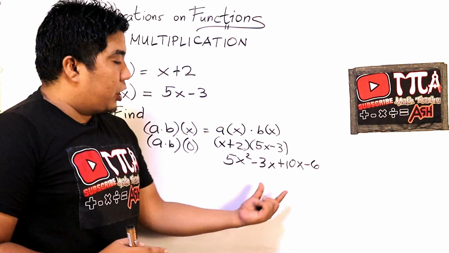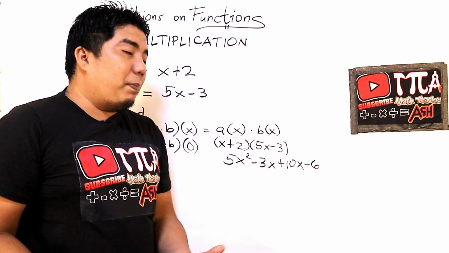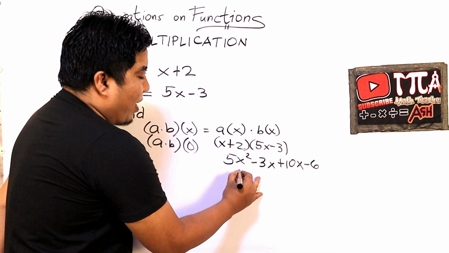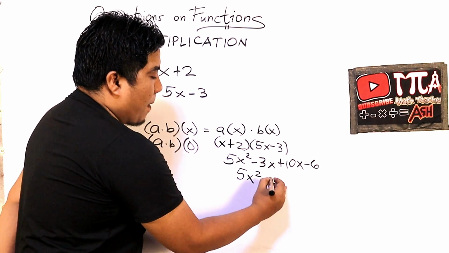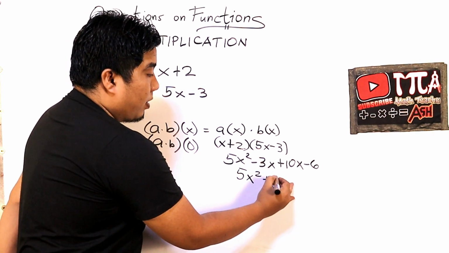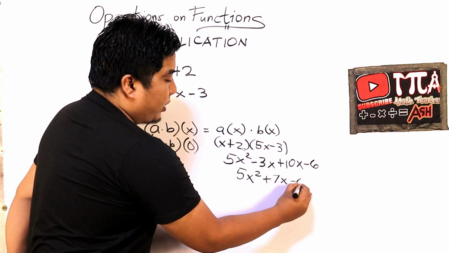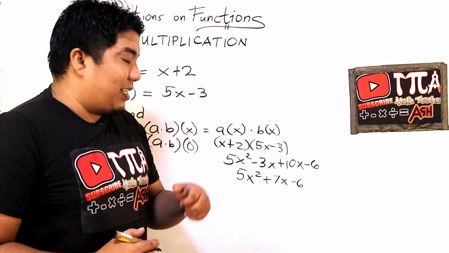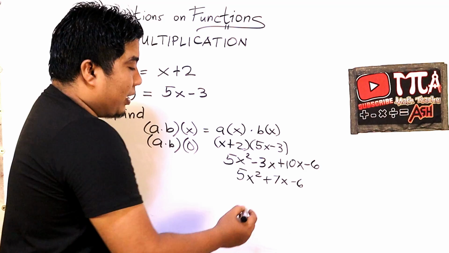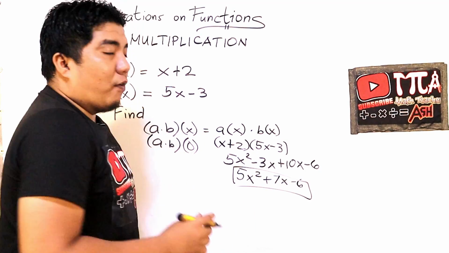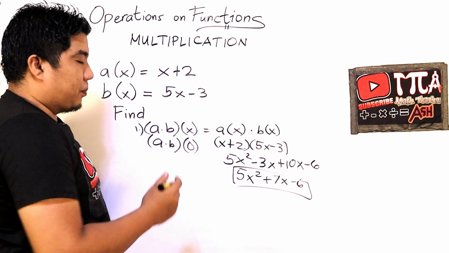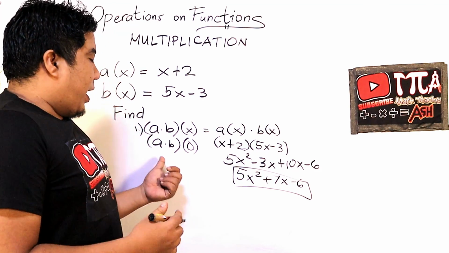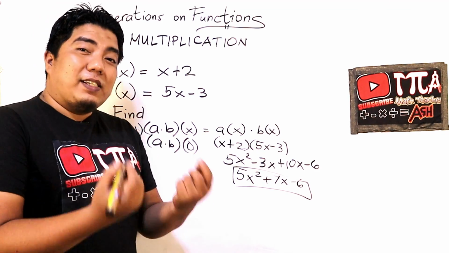Not yet, my dear math learners, because we can still simplify this expression by combining like terms. So we have 5x squared plus 7x minus 6, because negative 3x plus 10x is equal to positive 7x. So this will be your answer for the first problem. Easy, right? Now, how about if we are asked to find a times b of 0?